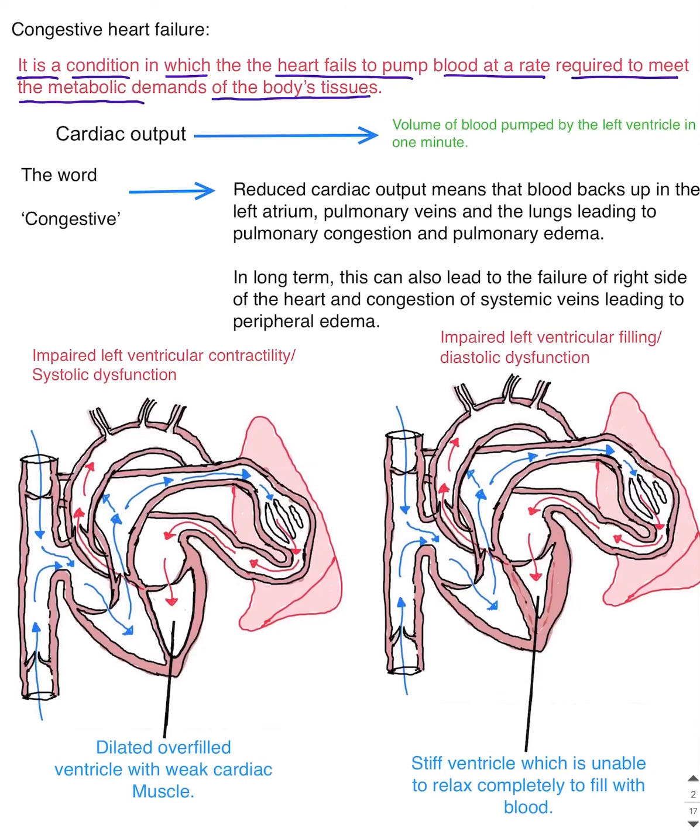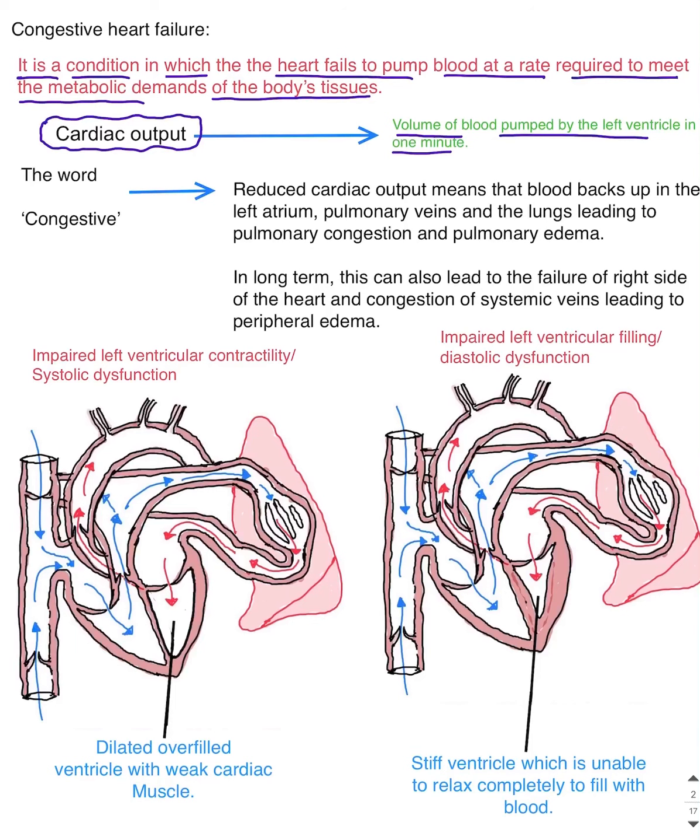Now what happens in heart failure is that the volume of blood pumped by the left ventricle in 1 minute, also known as the cardiac output, is decreased. So, less blood is transported to the cells of the body. As a result, less glucose and oxygen are supplied to the cells, and cells are able to make less ATP. So, their metabolic demands are not met successfully.